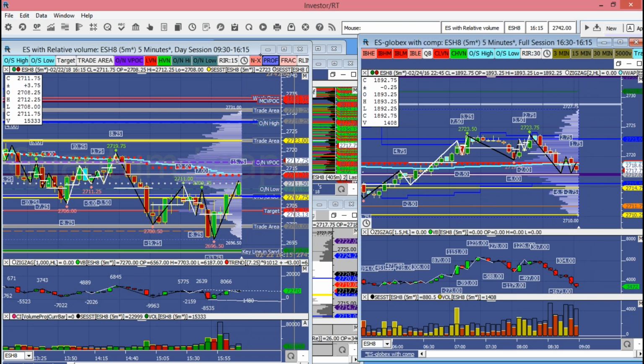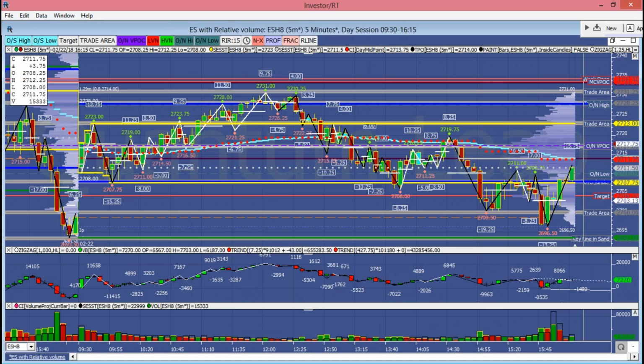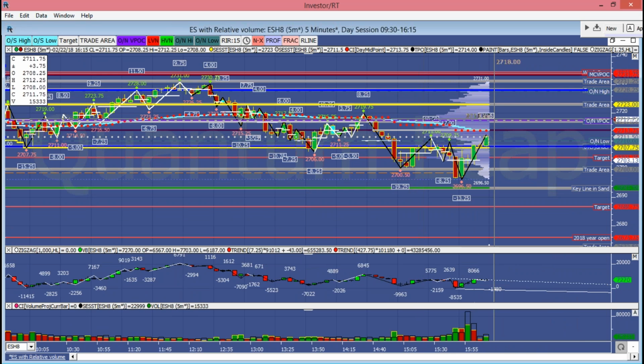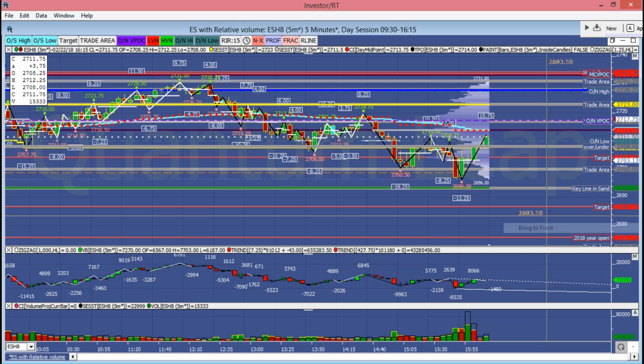So in terms of my hypotheses, I'm looking for an open auction in range. I'm looking for some rebalancing and a move down to close the gap, take out the overnight low. And then my over/under line is going to be here at the value area low.